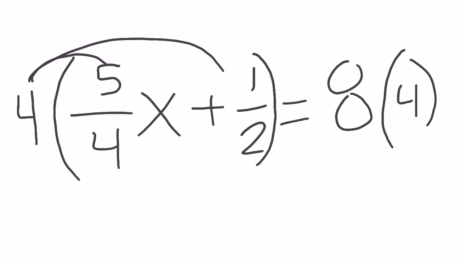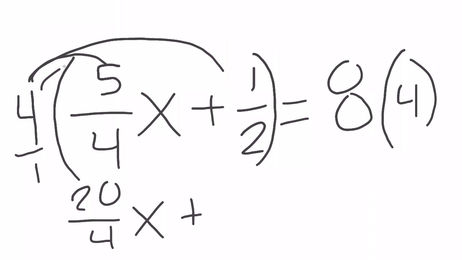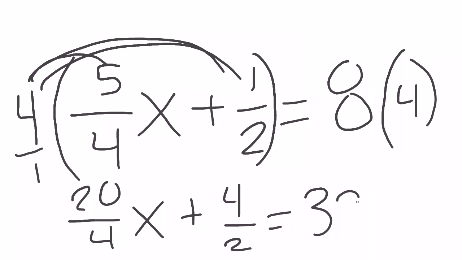Remember, as a fraction, this is 4 over 1. I'm multiplying my numerators 4 and 5 together and my denominators 1 and 4 together. So what I end up with is 20 over 4, x, plus, and when I multiply over here, I've got 4 times 1, which is 4, and on the denominator 1 times 2, which is 2. And that's equal to 32.